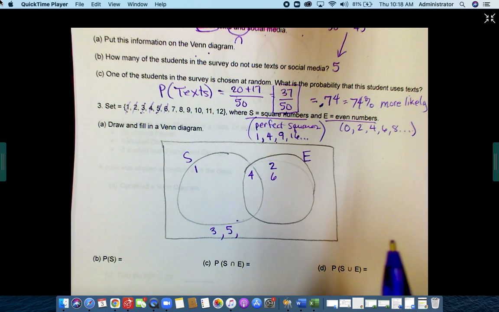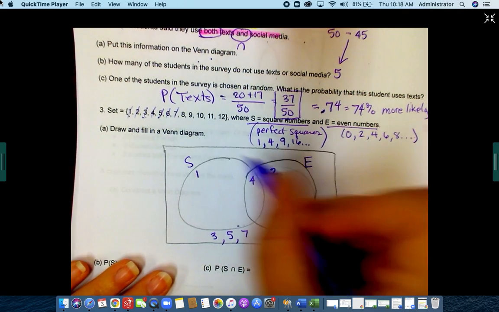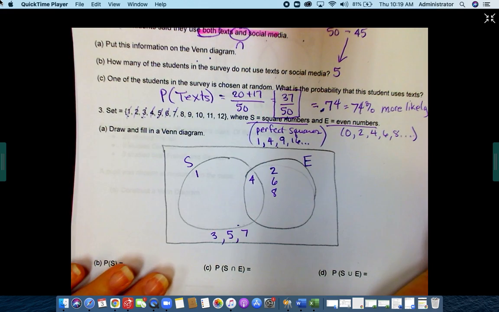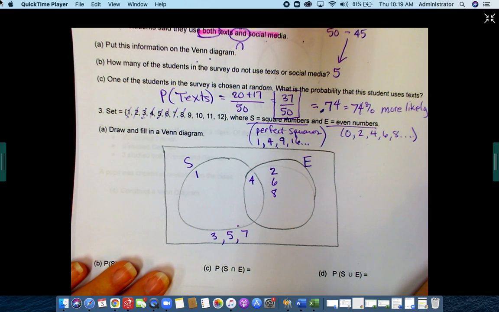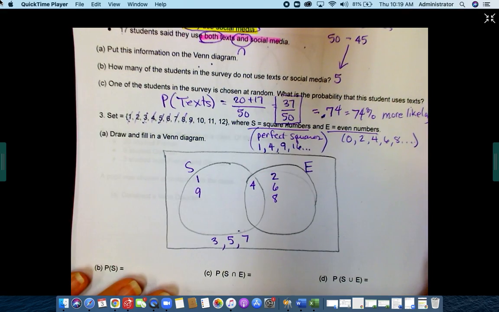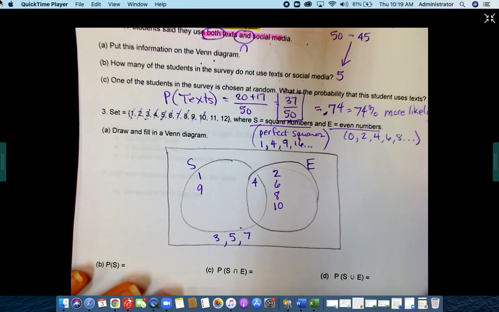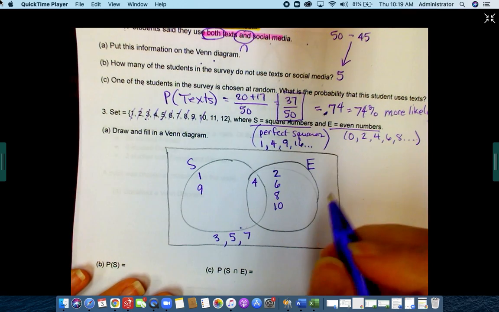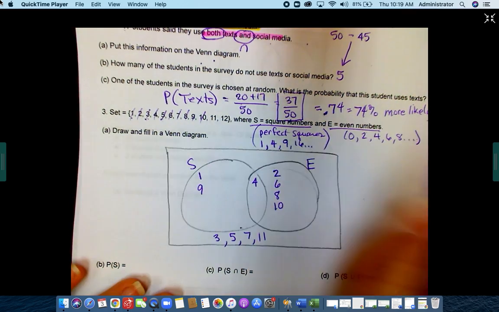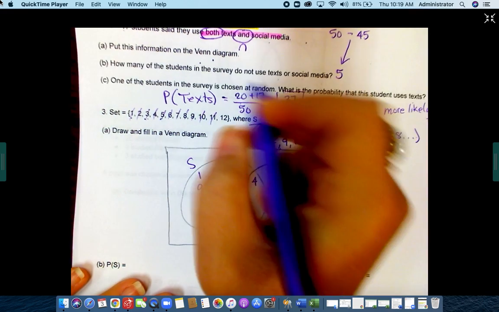7 is neither even nor a perfect square. So I'm going to put that down here at the bottom. 8 is even but not a perfect square. 9 is odd, but it is a perfect square. 10 is an even number but not a perfect square. 11 is odd and it's not a perfect square. And 12 is even but not a perfect square.